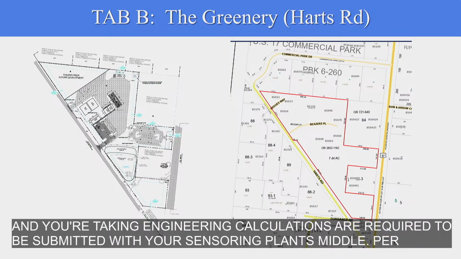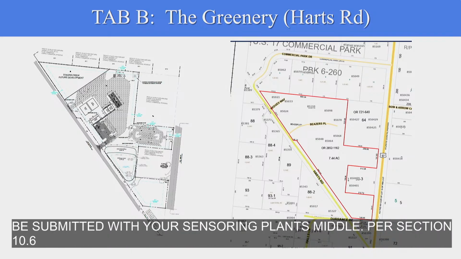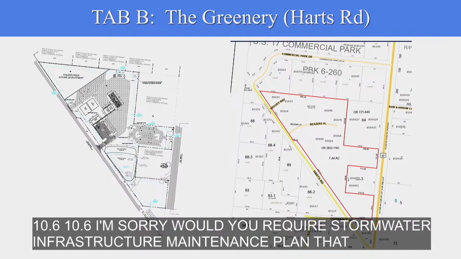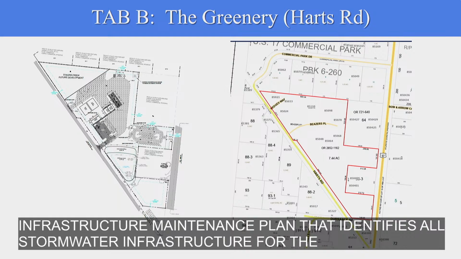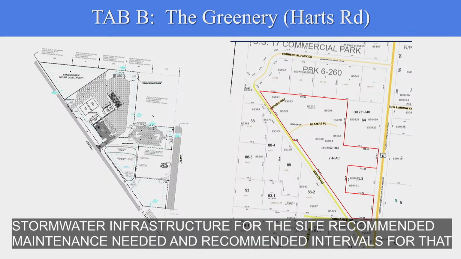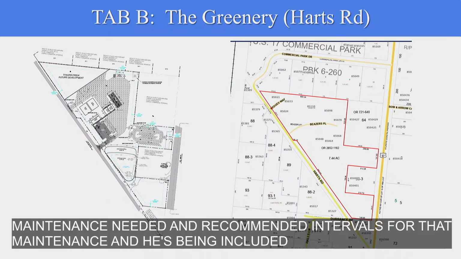Per section 10.6, we do require a stormwater infrastructure maintenance plan that identifies all stormwater infrastructure for the site, recommended maintenance needed, and recommended intervals for that maintenance. It needs to be included within your plan set.